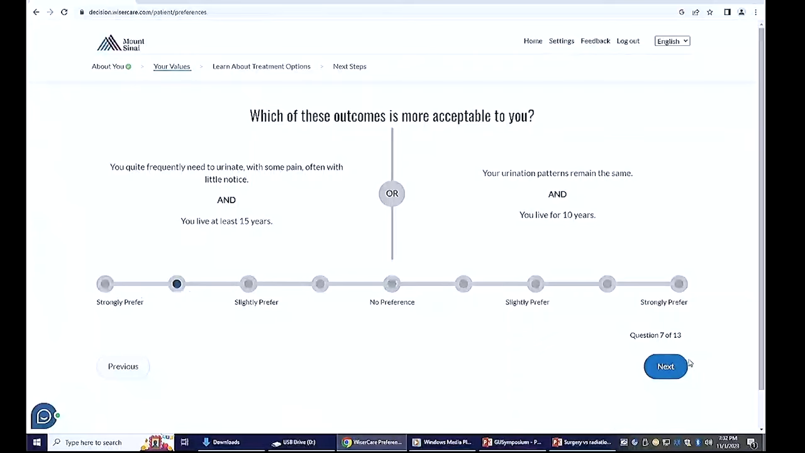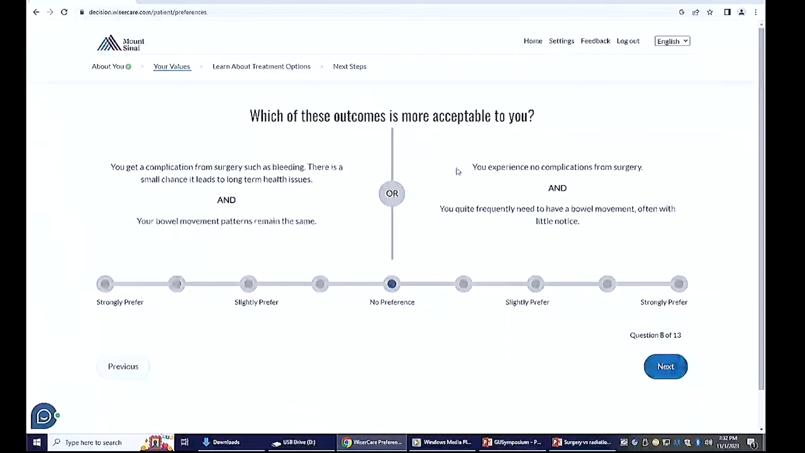All right. You get a complication from surgery, a very small chance that it's not self-resolving, or a small chance. Your bowel movement remains the same. Or you experience no complications from surgery, but you have frequent bowel movements. Here? Okay.